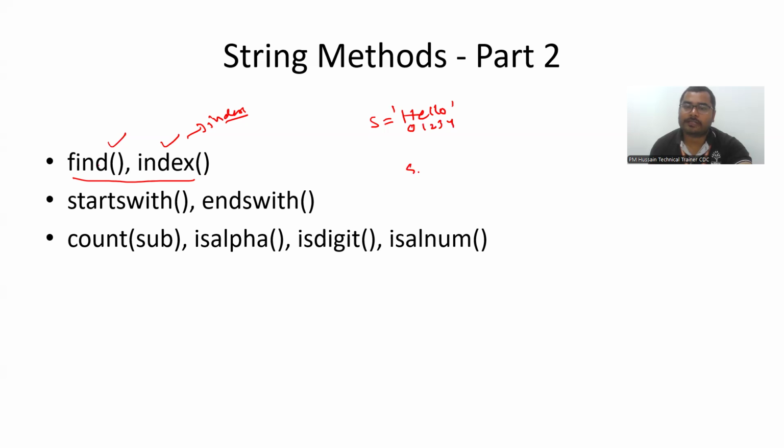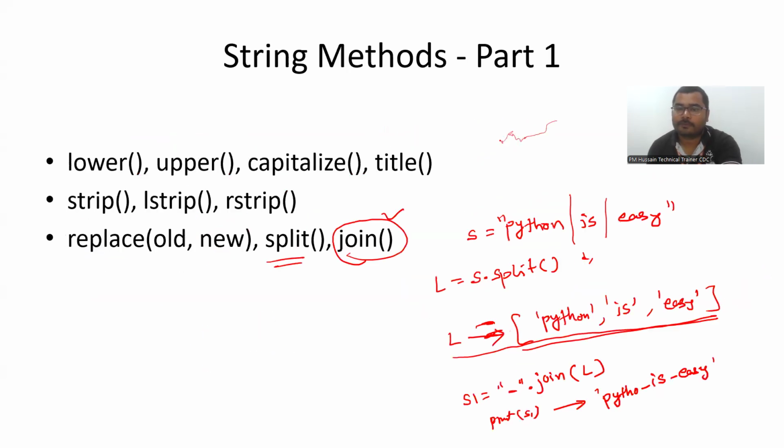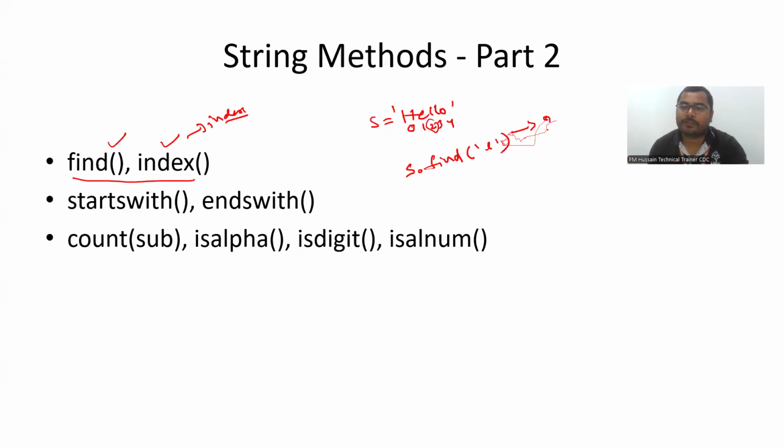Suppose here you are writing s dot find, let us take L. Now L is present 2 times, but it will return the first occurrence index only. The first time L occurred is at index 2, so it will return you 2. Then s dot find, let us take M. M is not there here, so simply it doesn't return any value and it doesn't return any error also. If the character is not present, then simply it will go to the next line.